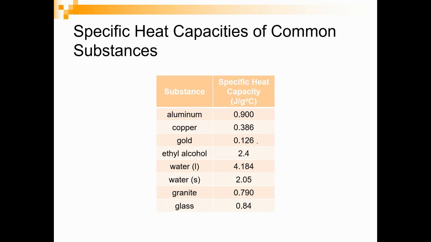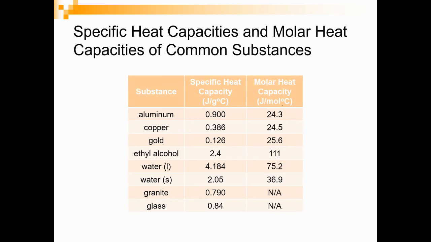But on a mole level, because gold atoms are so heavy compared to aluminum atoms, if you look at the molar heat capacities, look at this: 24 joules per mole. So it takes 24 joules to raise 1 mole of aluminum 1 degree Celsius. Gold, 25.6 joules per mole degree Celsius. So metals actually have very similar molar heat capacities, how much energy it takes to raise 1 mole of their substance. So why are the grams so different?